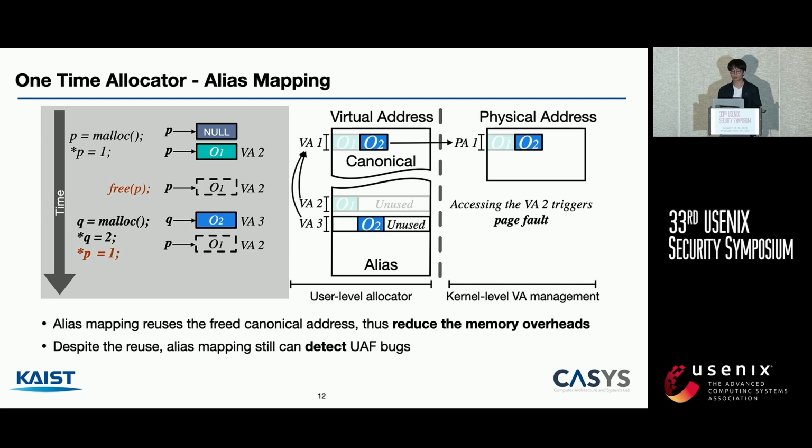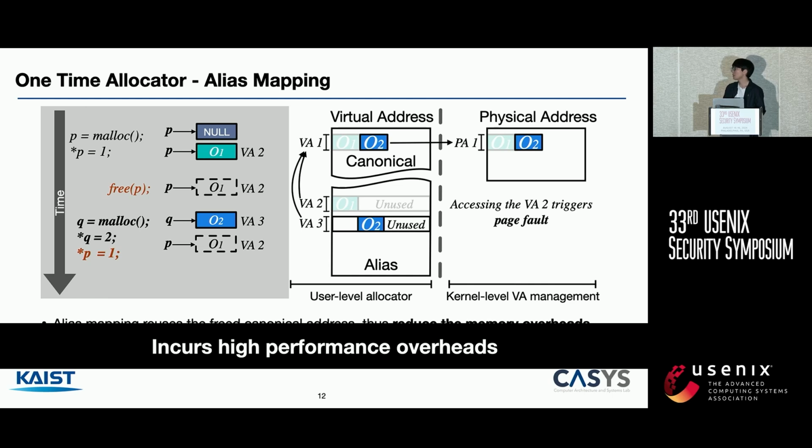When a new allocation occurs, the one-time allocator also assigns a non-overlapping page-aligned virtual address from the alias address space and maps the alias virtual address to the same canonical address, which effectively reduces memory use by sharing one canonical address across multiple alias addresses. Despite this, the one-time allocator can still detect use-after-free by removing the alias mapping from the page table. The one-time allocator with alias mapping offers reliable performance and high precision of bug detection.